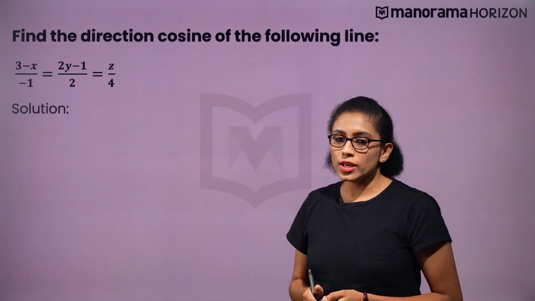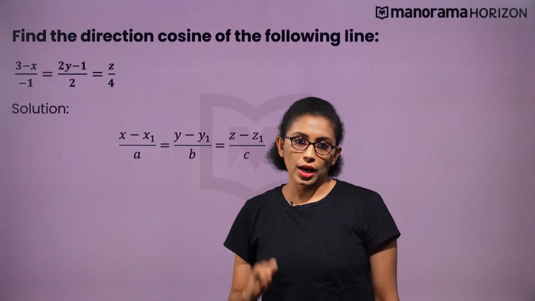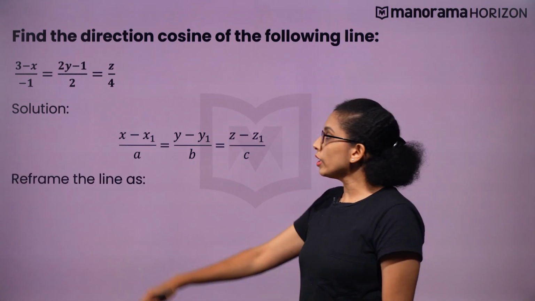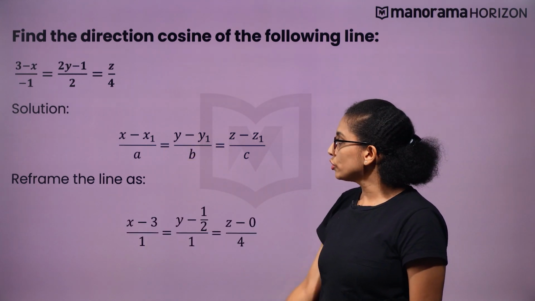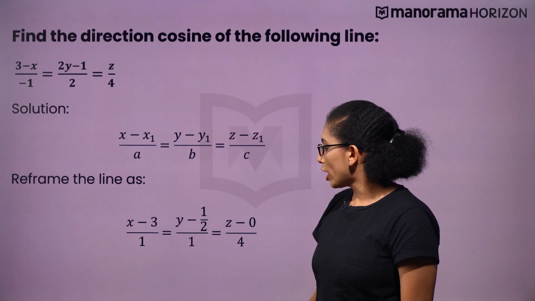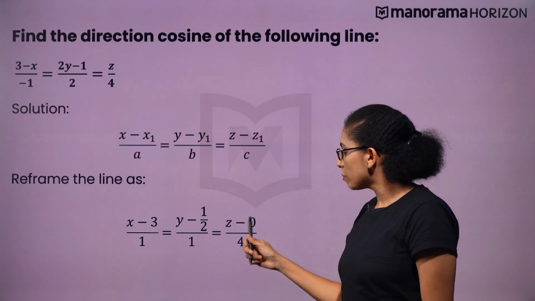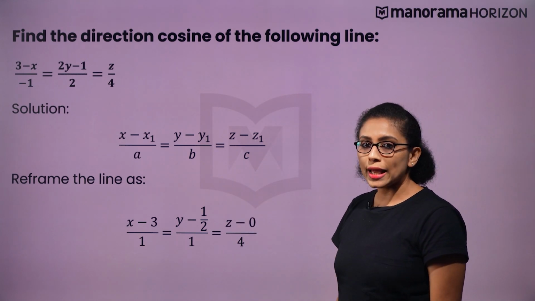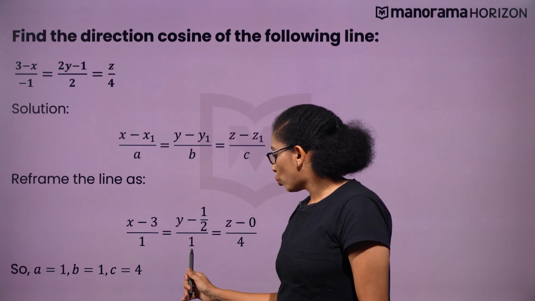Let's see the solution. First we can write the general formula of the line. Then we can reframe the given line in the standard form, general form. So after rearrangement, we get it as x minus 3 by 1 is equal to y minus 1 by 2 by 1 is equal to z minus 0 by 4. Comparing with these two equations, we get the direction ratios as a is equal to 1, b equal to 1 and c is equal to 4.